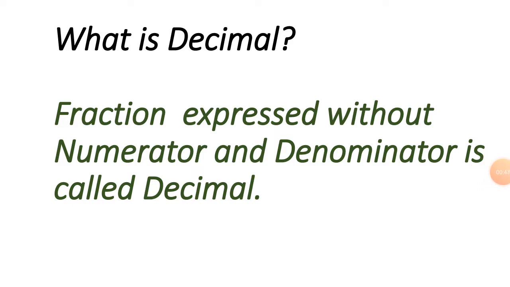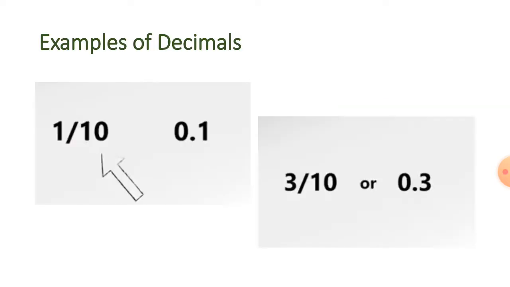What is decimal? Fractions expressed without numerator and denominator are called decimals. For example, 1 over 10 is a fraction. If we change this into decimal, it becomes 0.1. Similarly, there is another example, 3 over 10. If we change this fraction into decimal, it becomes 0.3. That is decimal.